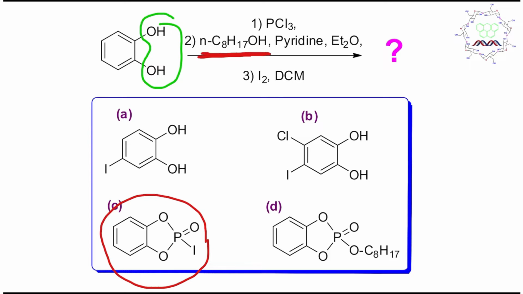and after if you come up to this, then you can understand that it will be a 5-member ring with phosphorus atom, because the next step is iodine, DCM. It's a very milder reagent, it can't do hydrolysis. So based on this much understanding, you can conclude that options B and A are gone.